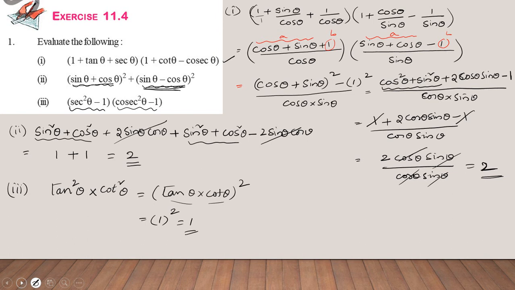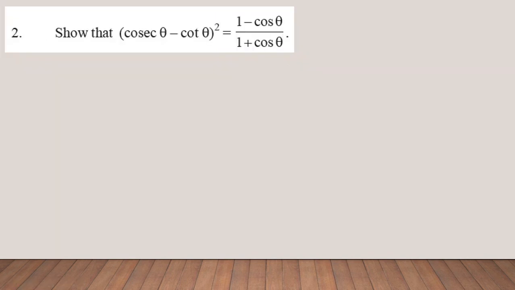Let us move on to question number 2. He is asking you to show that cosecant theta minus cot theta whole square is equal to 1 minus cos theta by 1 plus cos theta, right? Now how to proceed with this?